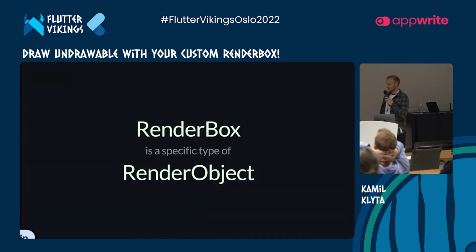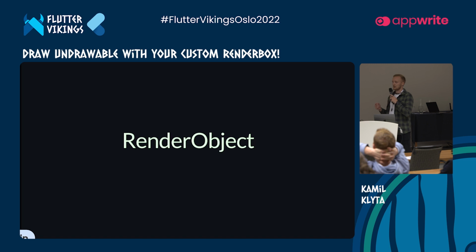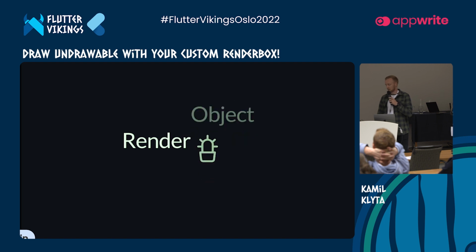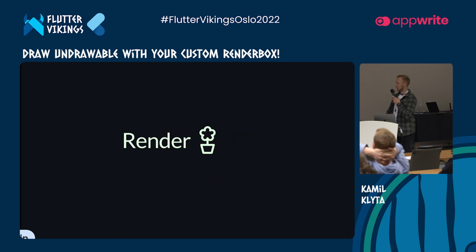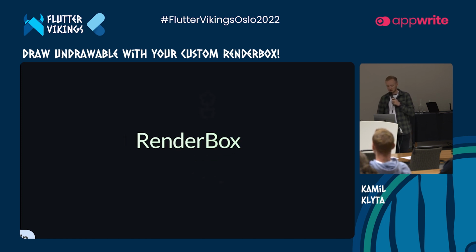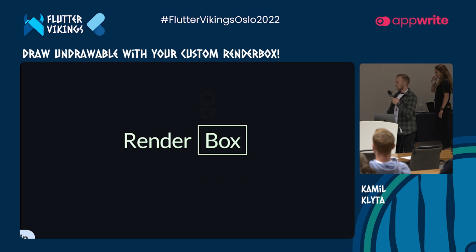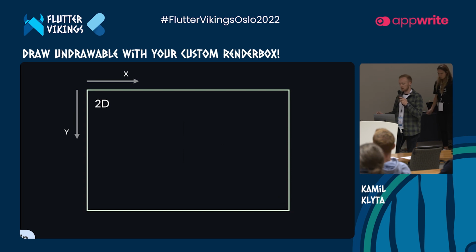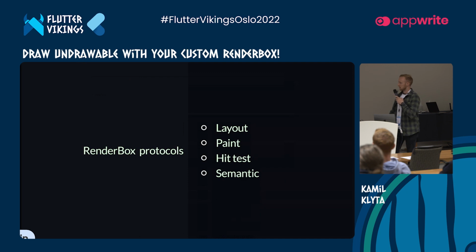And the RenderBox is basically a specific type of RenderObject. So RenderObject is like the basic class for rendering things. We can think of it like it can render a cactus, a flower, many multiple different things, render anything, right? And there is also RenderBox, the topic of this presentation. And this basically means that this is a box. We would like to render a box, so something in two-dimensional space like X and Y. And it has the protocols that I mentioned before: layout, paint, hit test, and so on. This is the core concept, the core protocols that we will cover slightly in this presentation.